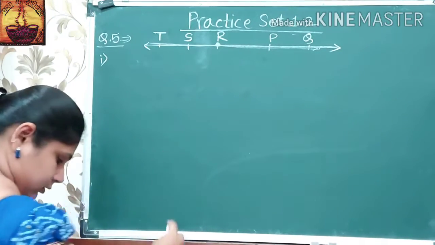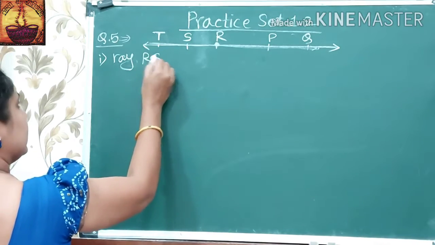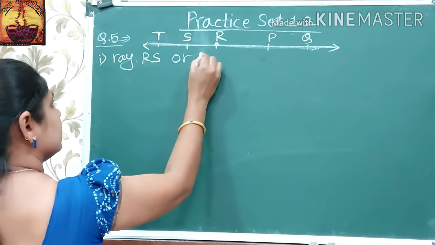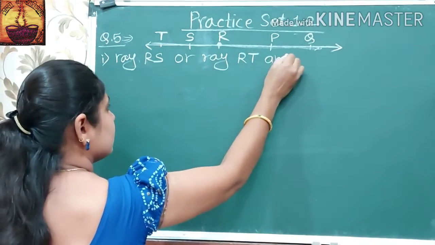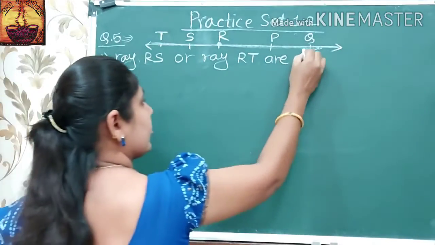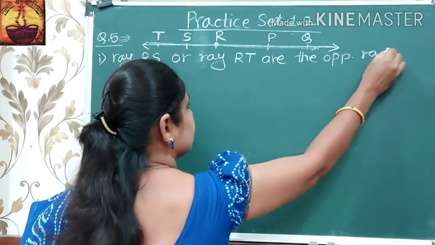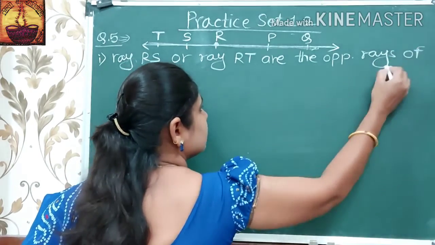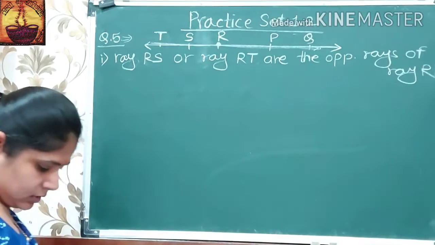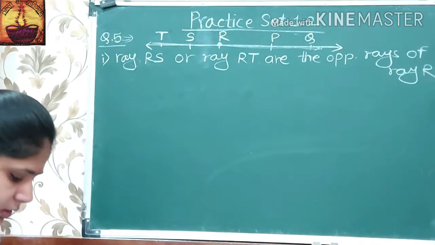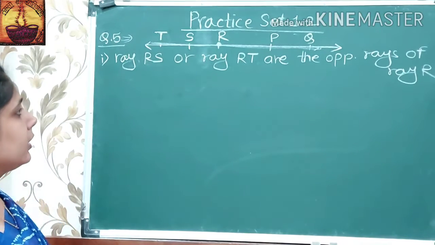Therefore, write here ray RS or ray RT are the opposite rays of ray RP. Now second question is, write the intersection set of ray PQ and ray RP.